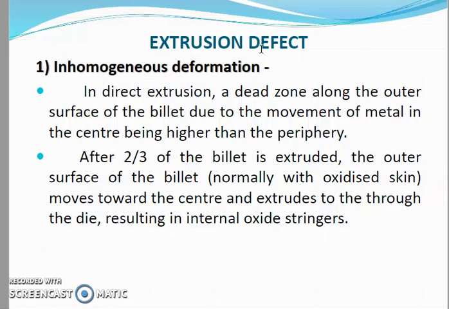In internal breakage, we have inhomogeneous deformation. In direct extrusion, a dead zone forms along the outer surface of the billet due to the movement of metal in the center being higher than the periphery. After two-thirds of the billet is extruded, the outer surface of the billet, normally with an oxidized skin, moves towards the center and extrudes through the die, resulting in internal oxide stringers.